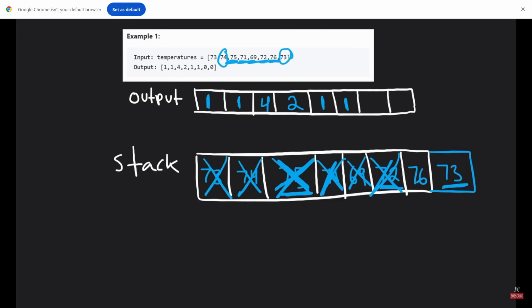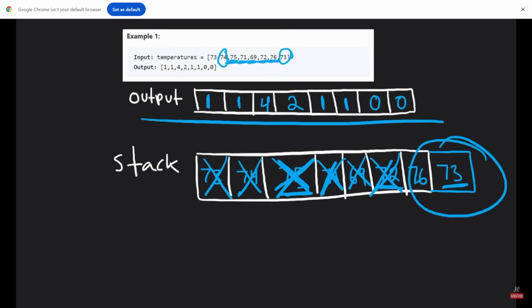And now at the end, we have no more temperatures to add, right? We still have 2 temperatures left in our stack. And whatever the default value for the unpopped temperatures is just going to be 0, right? They told us in the description of the problem that if we can't get a greater temperature, we're just going to put 0 for these. So that's how we build the output. You can see it exactly matches the output that they built in the example.